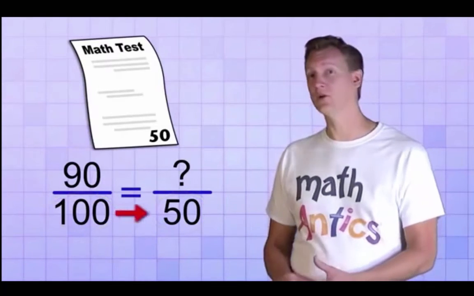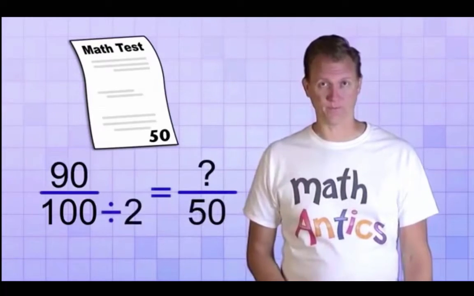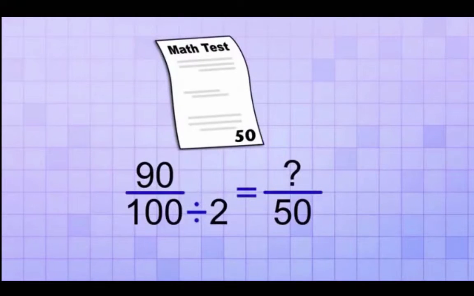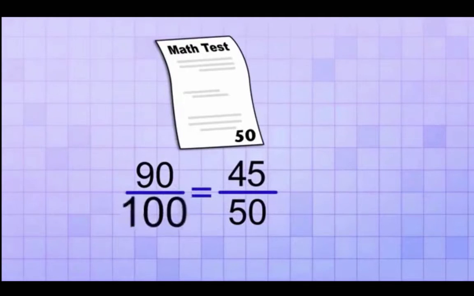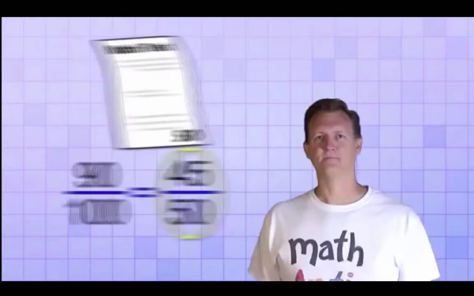So we could go from 100 to 50 by dividing by 2. And that means if we do the same thing to the top number, divide by 2, we'll get the top number of the equivalent fraction. And since 90 divided by 2 is 45, 45 over 50 is equivalent to 90 over 100. And now we know that our actual test score must have been 45 out of 50.